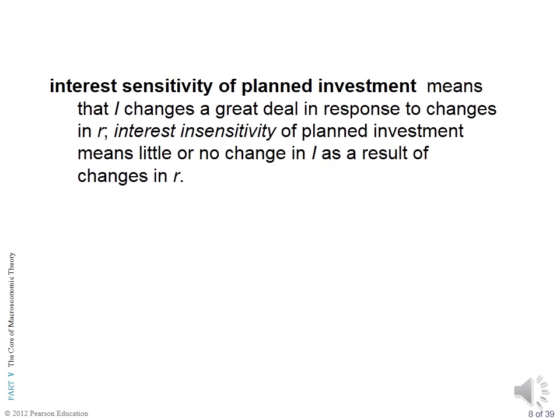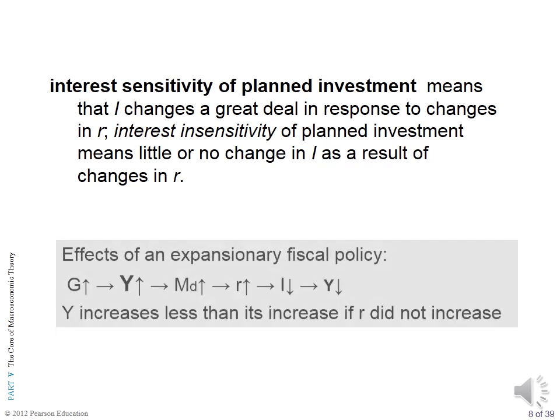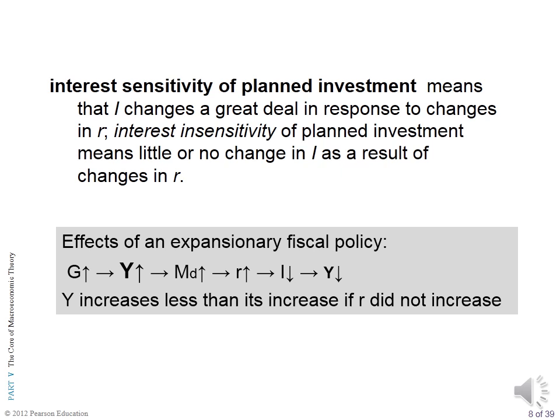This is called interest sensitivity of planned investment. It means that I changes a great deal in response to change in R. Interest insensitivity of planned investment means little or no change in I as a result of change in R. Effect of an expansionary fiscal policy: an increase in G will increase Y, increase demand for money, which will increase interest rate, decrease I, and finally decrease Y.